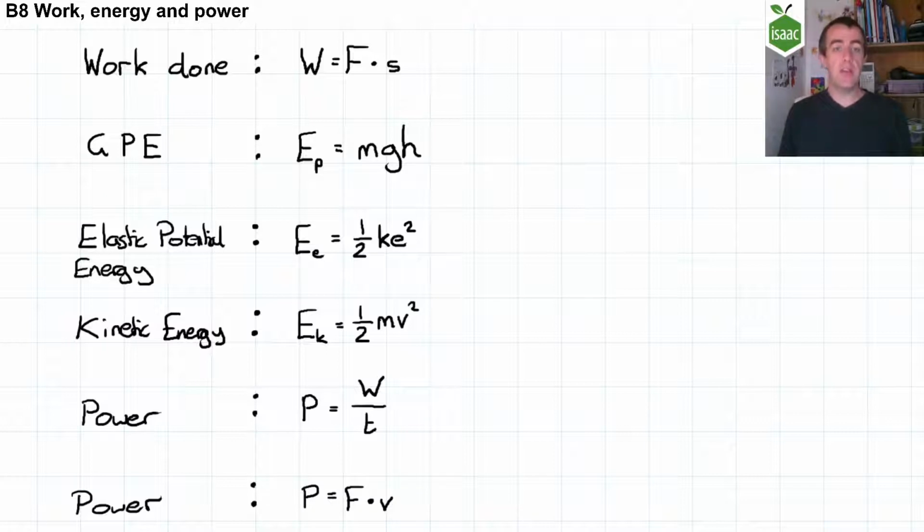There are 6 equations I've presented here, but there are obviously far more than this. We can talk about the energy associated with heating an object, for example, but that's not included here because it is not included in B8. There are a few things to be aware of. When we say work done, we mean energy that is transferred.